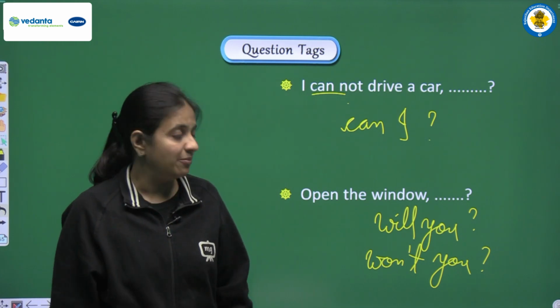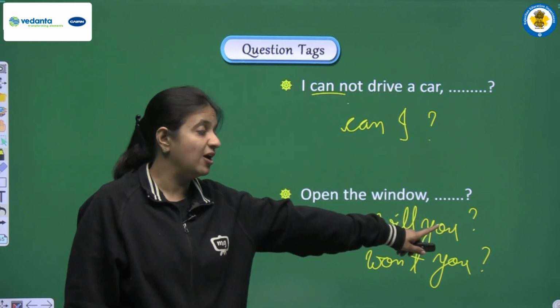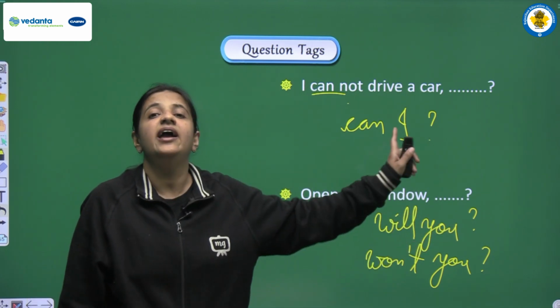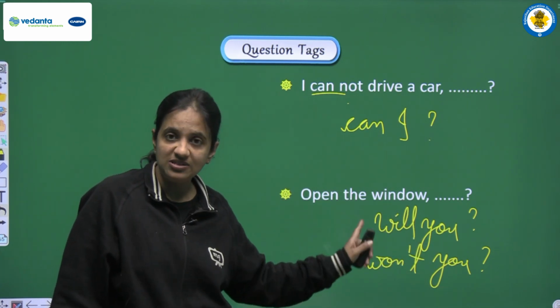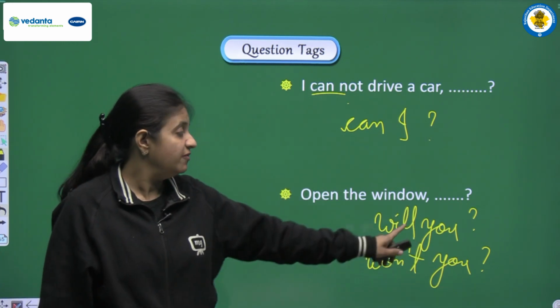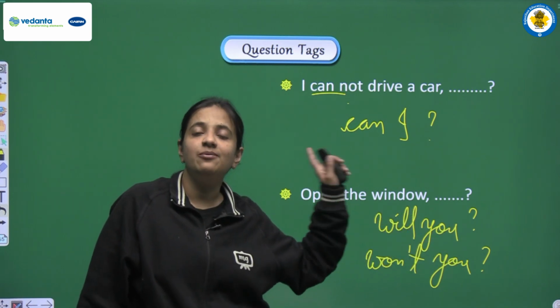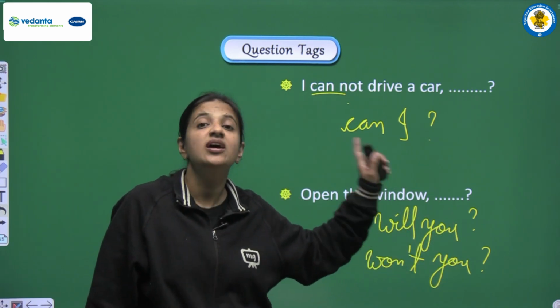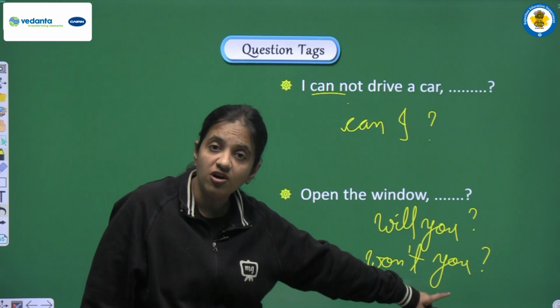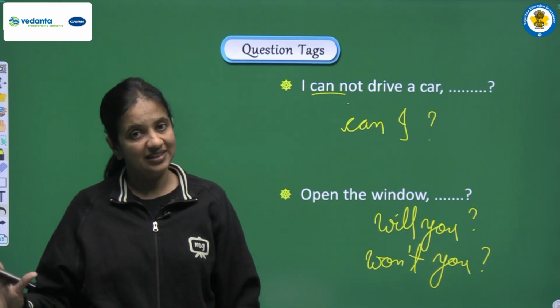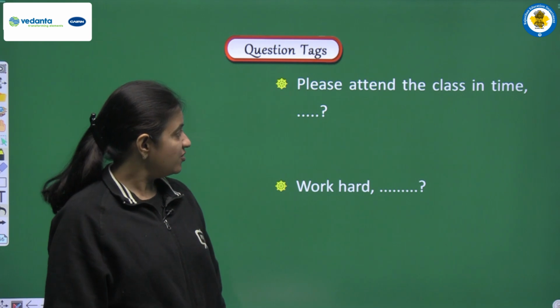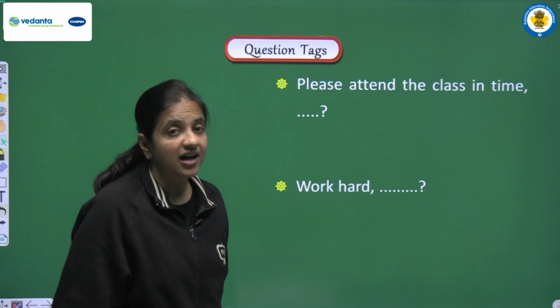You just have to remember that in an imperative sentence we have to use will as the auxiliary and you as the pronoun. But if we have a positive imperative sentence, then we have options. We can use will you, which means we make a positive question tag, and we can use won't you, which means we make a negative question tag. Clear?